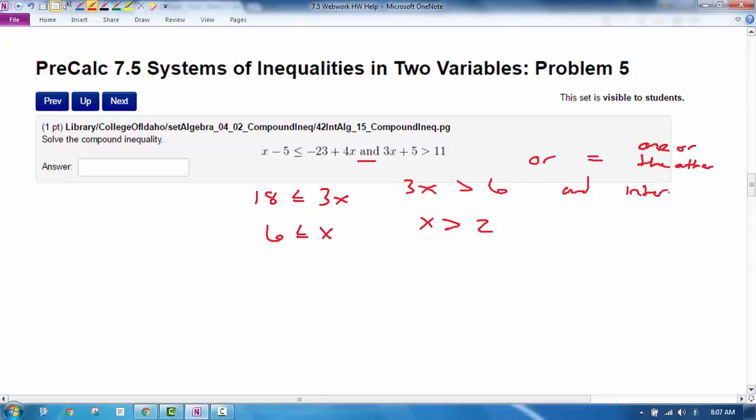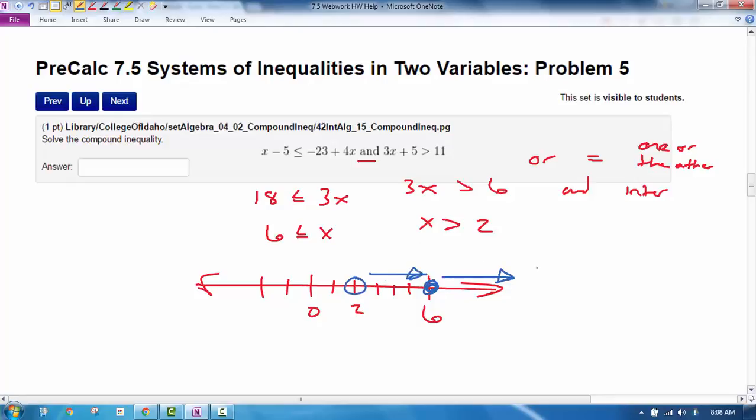But "and" means intersection. If you want to draw a picture, sometimes that helps. If this is, say, 0, and this is 2 right here, 3, 4, 5, 6 is right here, then x is greater than or equal to 6 is a closed circle here forever this way, and x is greater than 2 is an open circle here forever that way. Well, "and" is the intersection. The intersection of both of these is this part. So this is my answer, x is greater than or equal to 6.